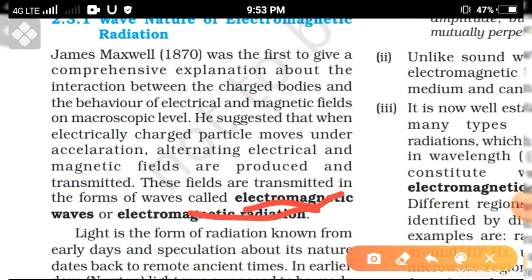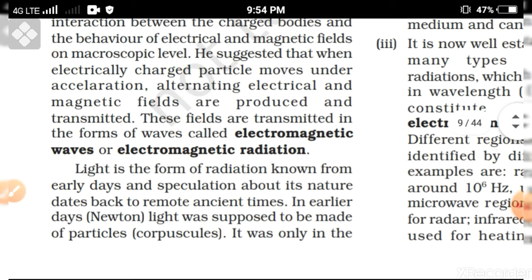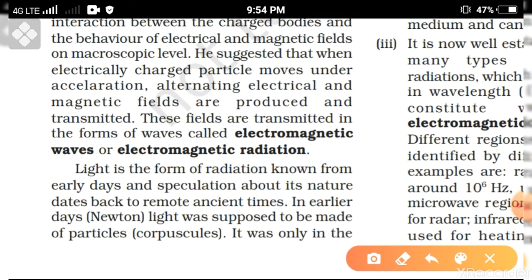Okay, given there. So light is the form of radiation. You know about also sunlight, any source of light. Light is the form of radiations, known from early days. Early days हम जान रहे हैं कि light is the form of radiations. And speculation about its nature dates back to remote ancient times. ठीक है, ancient times से move कर रहा है. In earlier days, okay, given by Newton, light was supposed to be made of particles. Now you have given that according to Newton light was supposed to be made of particles.